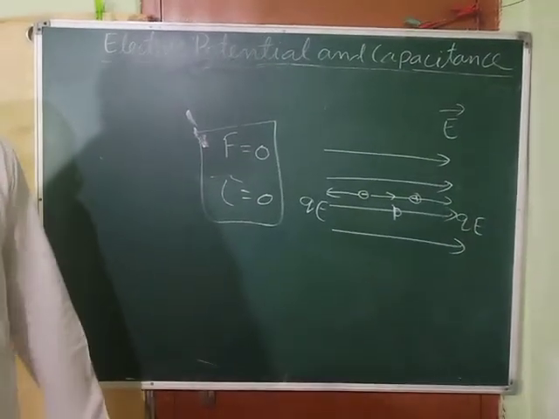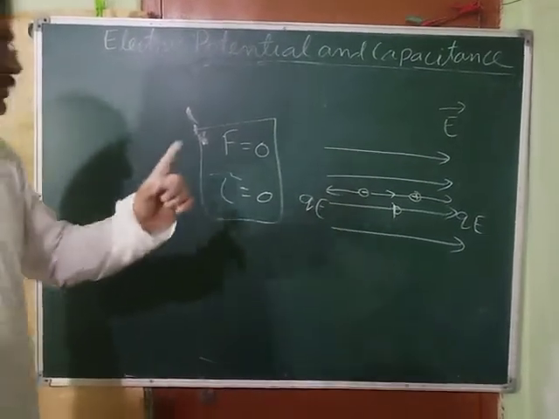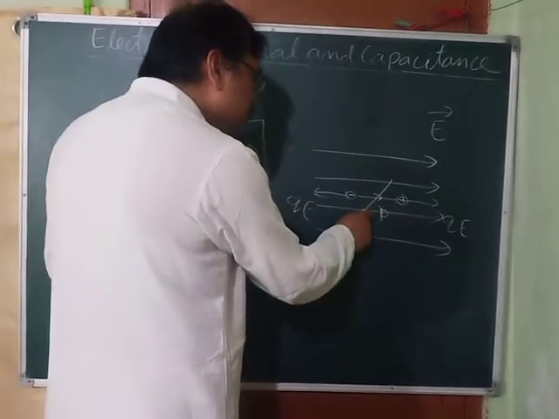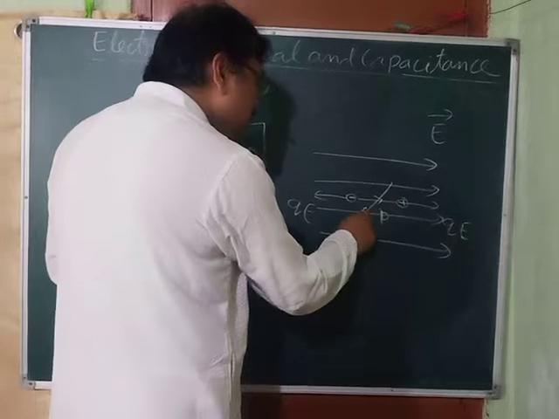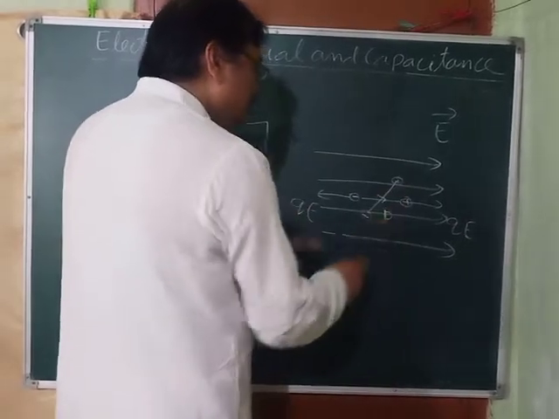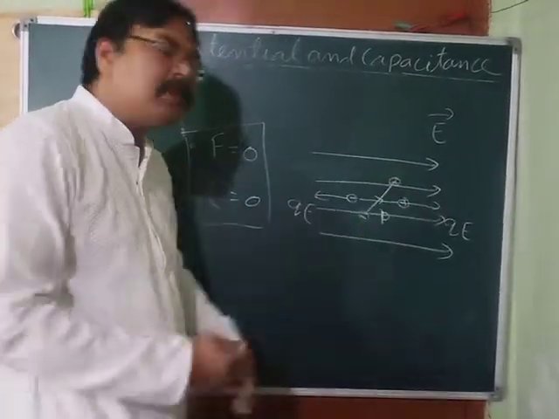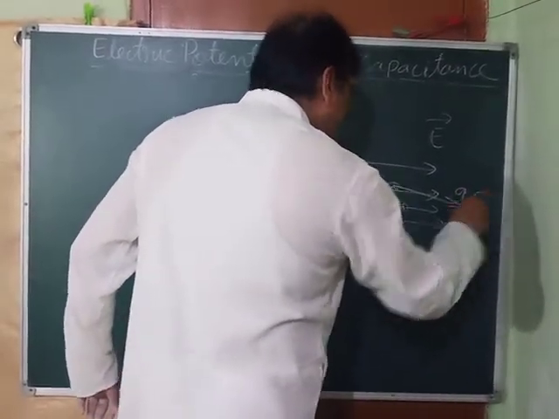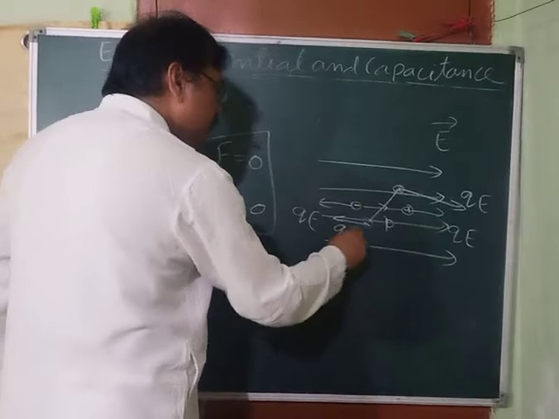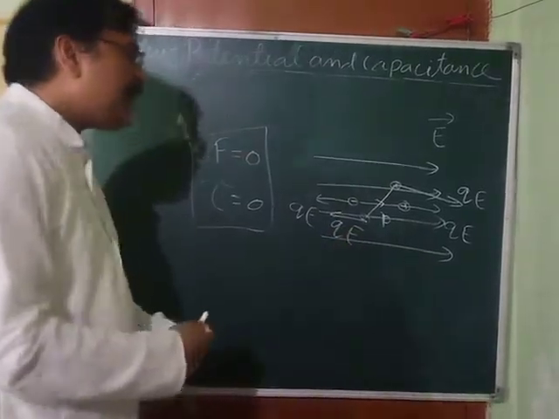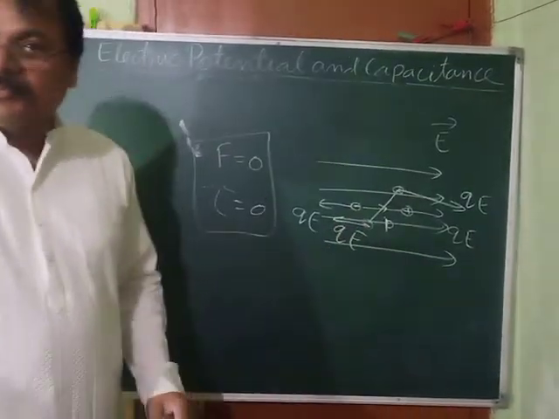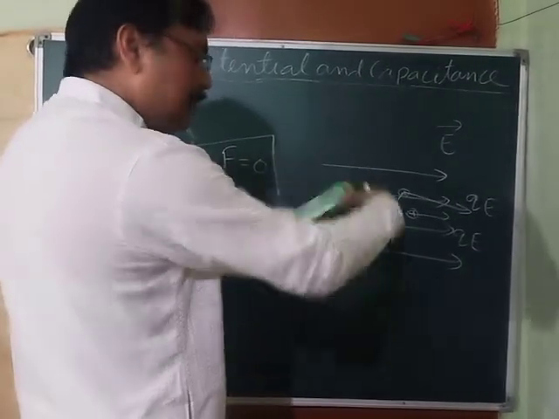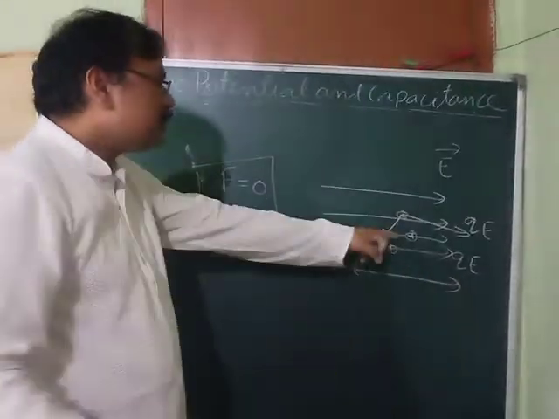Now, why am I using the word stable? Just see. Suppose we rotate it by a small amount, this negative charge comes here, this positive charge comes here. We rotate this dipole like this. What will happen? This force will be acting in this direction, that is QE, and this force will be acting in this direction, that is QE. This force is pulling and this force is pulling like this. It will again bring it back to the same position.